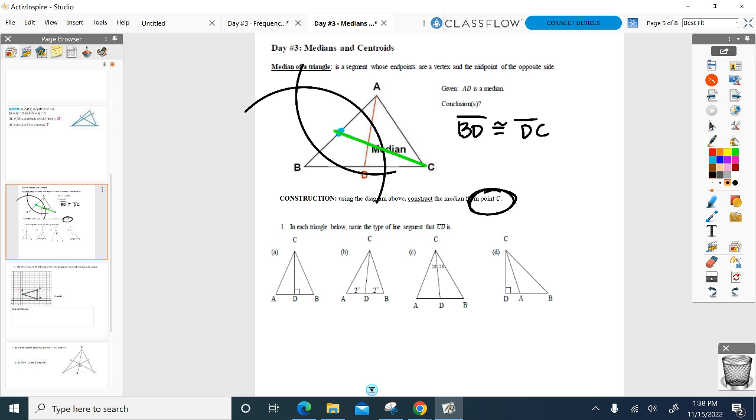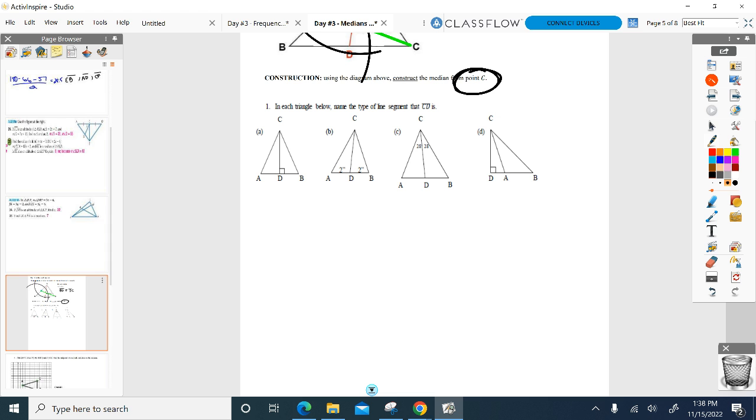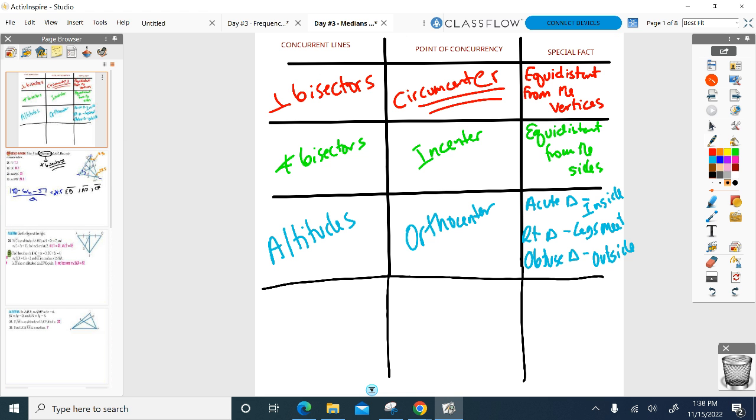Let's play a little game now. A little game called What is Segment CD up here? What is Segment CD? You have four choices. They should sound familiar. Your four choices for CD are: is it a perpendicular bisector? Is it an angle bisector? Is it an altitude? Or is it a median? Those are your four choices for CD. Which one of the four is it? Because these are the only four types of lines we've talked about.